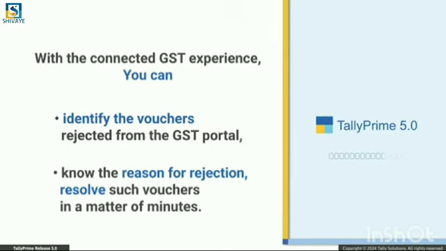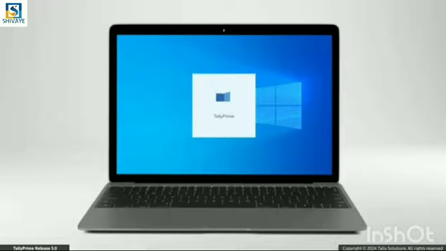You get informed about the rejection in TallyPrime while uploading the vouchers. You can then easily navigate to the relevant report to identify the reason for rejection and resolve the vouchers. Let's see how to do it.